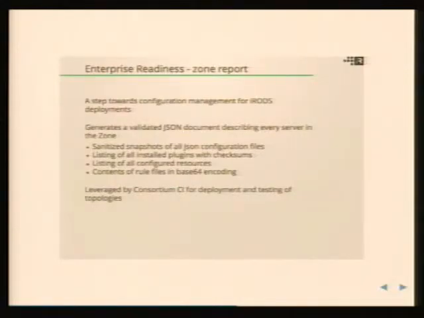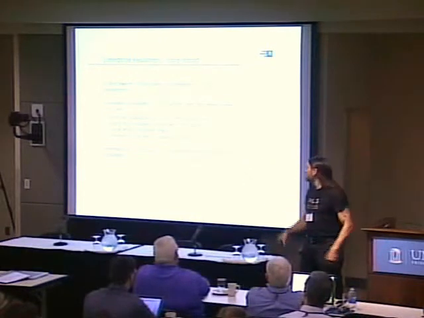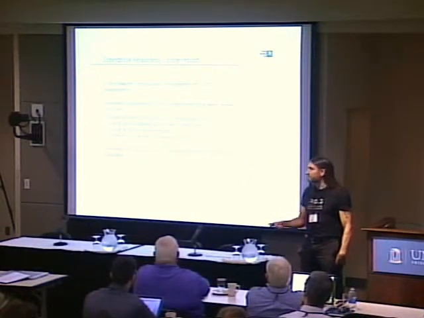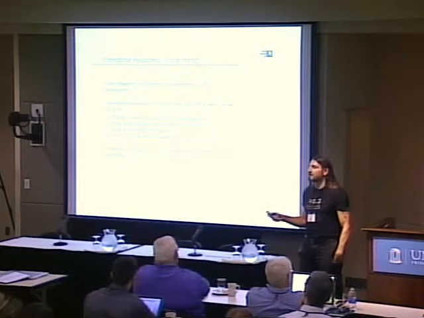So you now will have a validated JSON document describing the entire zone, which we feel is going to be very important moving forward. We can, and you'll hear about this later, actually take these JSON documents and drive the launching of a topology within our cloud infrastructure at RENCI just from this document now, which is very helpful for continuous integration.